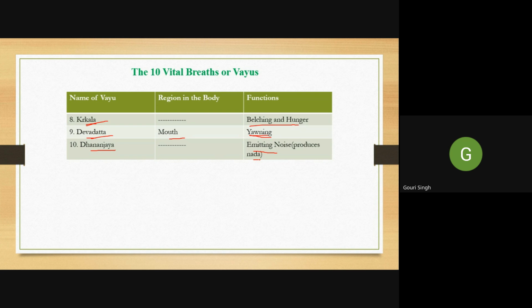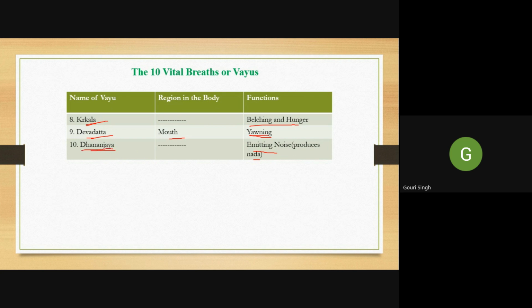Do you know the nada sound? Whenever one does sadhana, some sounds automatically occur inside the body, and one is able to realize that. That is called nada. Different types of nadas are there. This emitting of noise that is produced is because of the Dhananjaya Vayu.